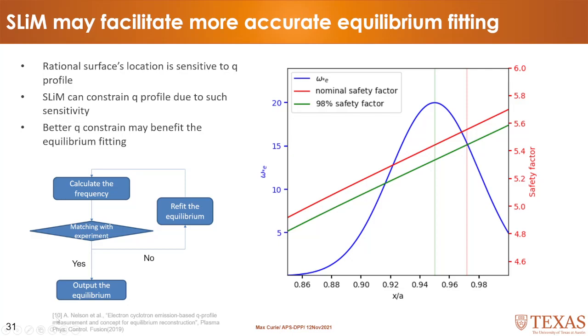A sneak peek for the future: we would like to use such idea to further constrain equilibrium reconstruction. We can calculate the frequencies to see if they match with the experiment, and then we try to refit them into the equilibrium reconstruction until we get the equilibrium that is desired. However, for this talk, we are going to only vary the q profile while keeping the others the same.